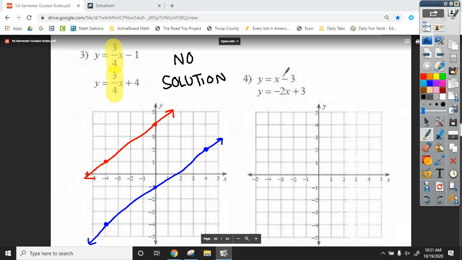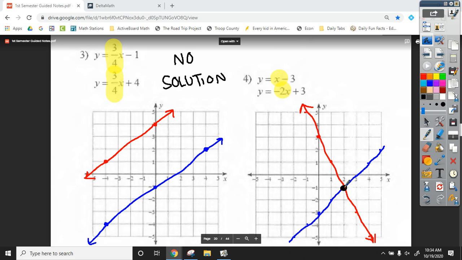All right, look at number 4. First thing you look at is the slope. Do we have the same slope? No. So on number 4, if we don't have the same slope, how many solutions are we going to have? You need to look back on the front of your note page. We're going to have one solution. That means we have to graph it to figure out what the solution is. So go ahead and graph number 4 if you haven't yet.